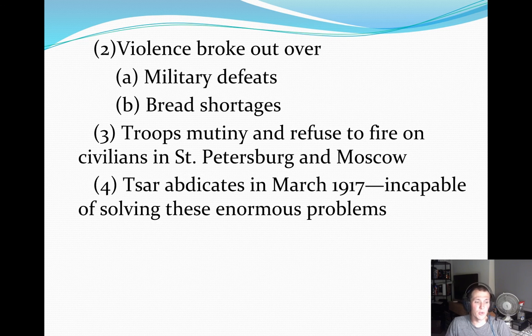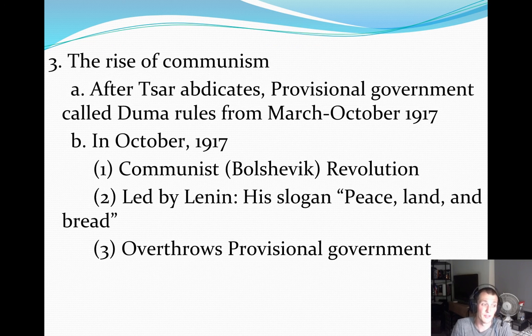So the troops are going to mutiny, and they're going to refuse to fire on the civilians in St. Petersburg when this revolution takes place in February, known as the February Revolution. Ultimately, the Tsar is going to give up his throne. He's going to abdicate in March 1917. He's unable to solve these problems, and they're going to give him a provisional government. The provisional government is going to have a Duma, which is going to help rule.